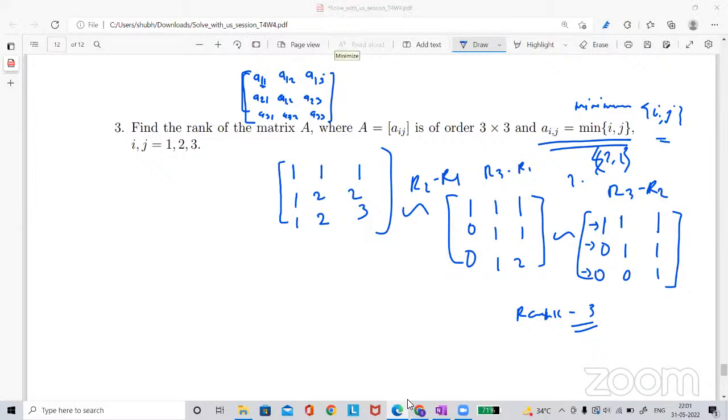Yes, Nikhil. And I cannot process row and column simultaneously. This is the rule, no? No. Just use only either row or column. Okay. Either row or column, only one operation.